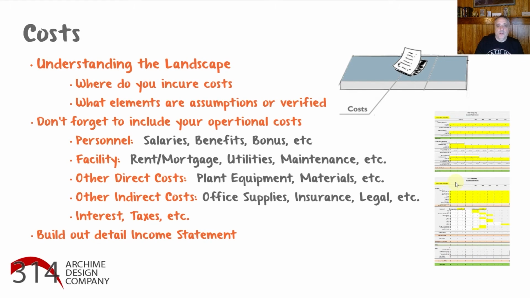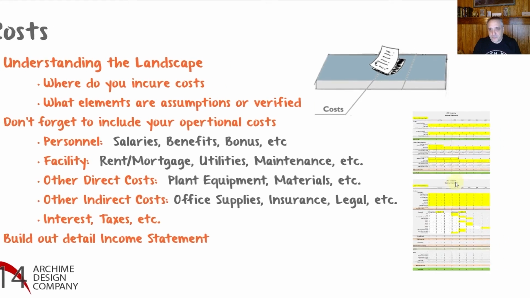Don't forget to include your operational costs: personnel, salaries, benefits, facility, rent, mortgage, utilities, those things, plant and equipment. Any materials there? Are there any other indirect costs like office supplies, insurance, legal? You're going to spend interest and taxes on things. So to really do this, you need to start building a detailed income statement.